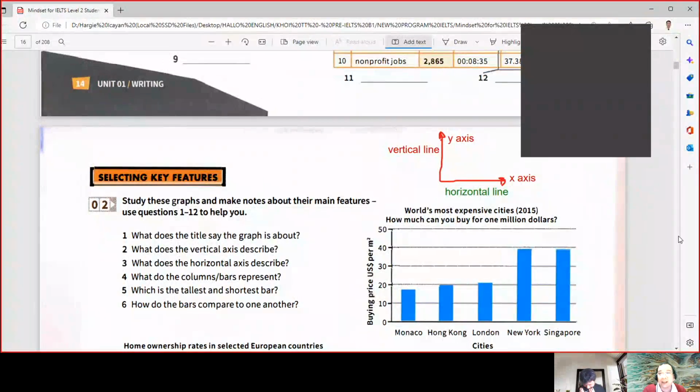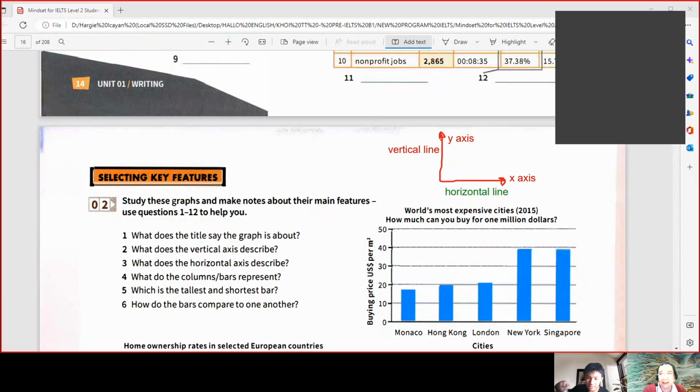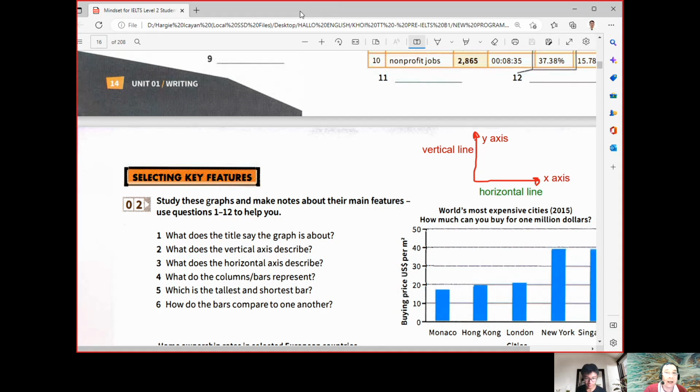Okay, so let me share our screen now. Don't be in a hurry. Okay, I hope you can see the presentation, Khoi. Can you see it? Yeah, I see. Very good. So we are going to continue our lesson.